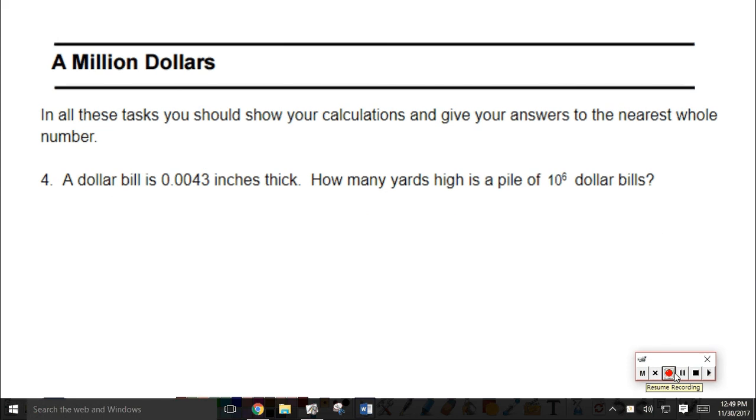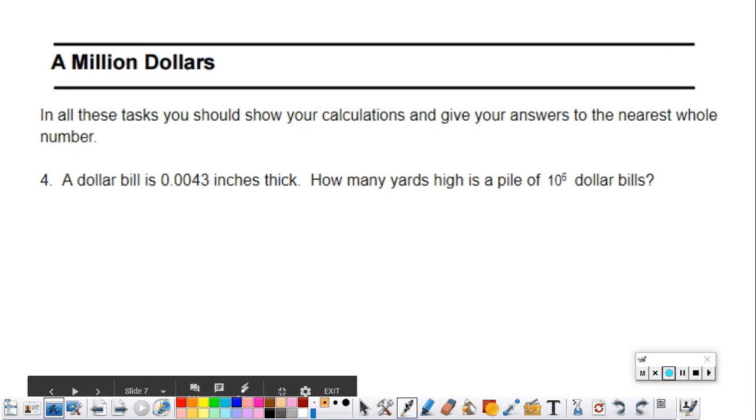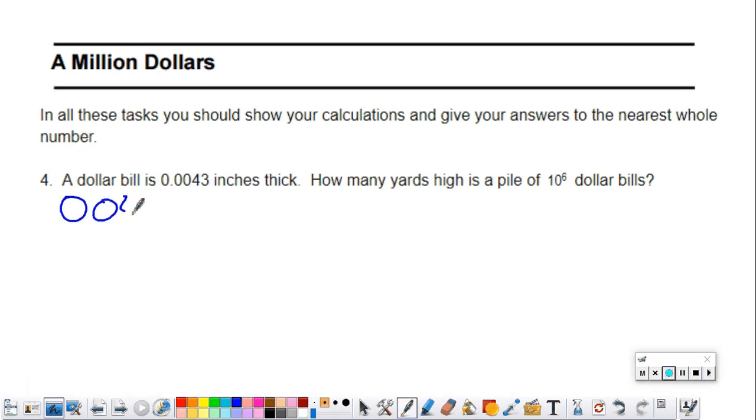Okay, a dollar bill is this thick. How many yards is a pile of dollar bills? Okay, what am I going to do? Multiply this by 1,000,000. Okay. Times 10 to the 6th power, or 1,000,000, equals, I don't remember, 43.